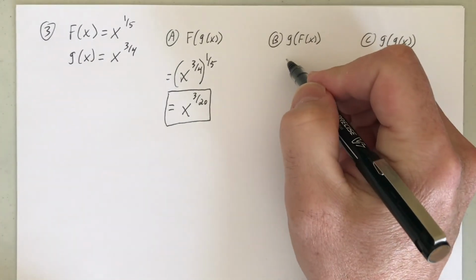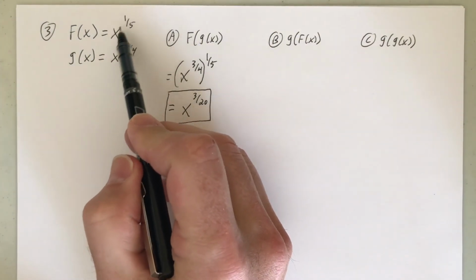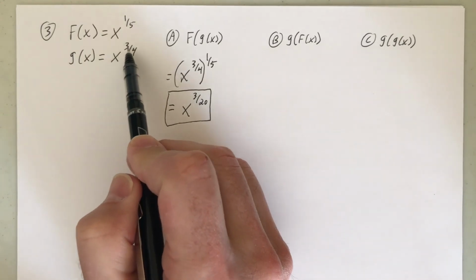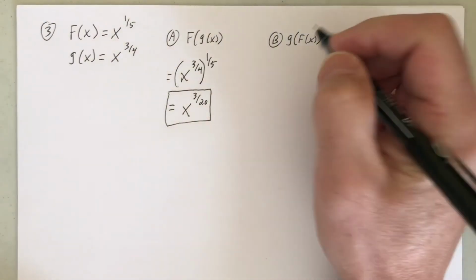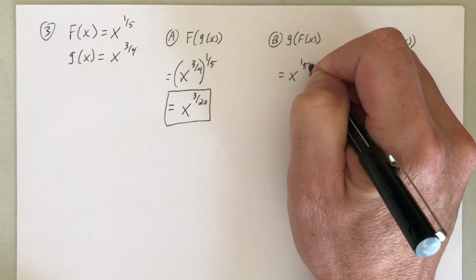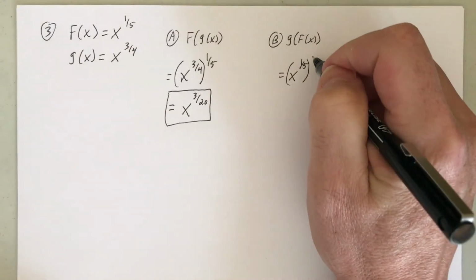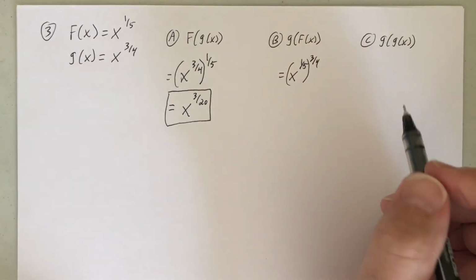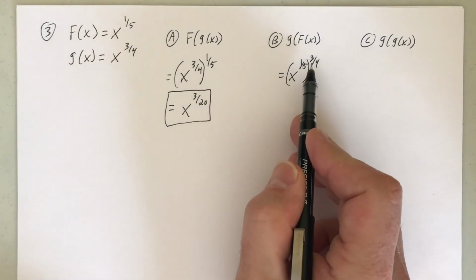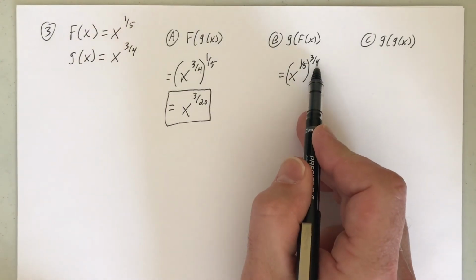So part B, now we're going to do the opposite. We're going to take f of x, so this is f of x, x to the 1/5. We're going to plug that into this x, and then it's being raised to the 3/4. So we're taking x to the 1/5, and then it's being raised to the 3/4. So now we basically have the same thing, it's just flipped. Instead of 3/4 raised to the 1/5, this is 1/5 being raised to the 3/4.